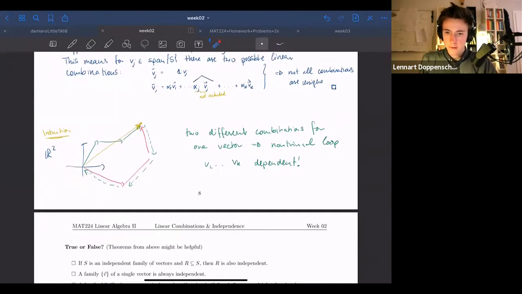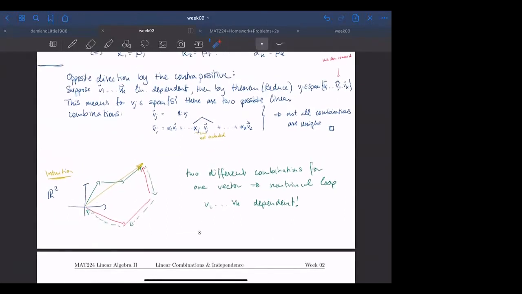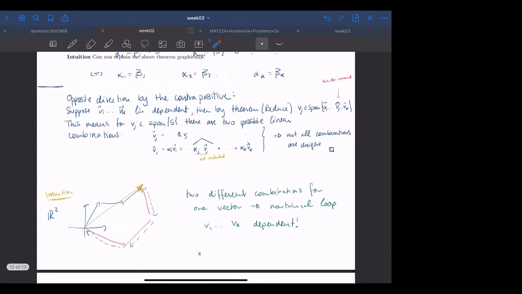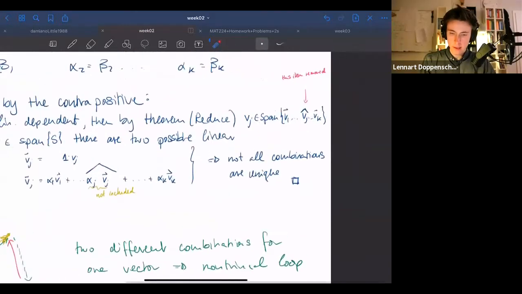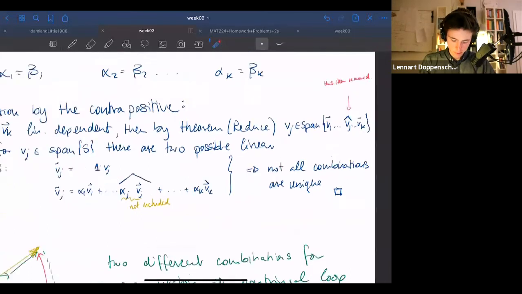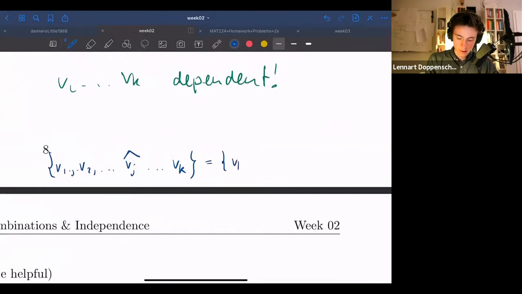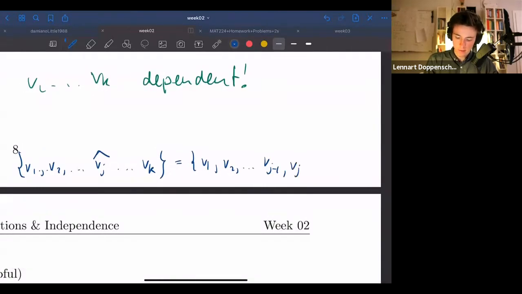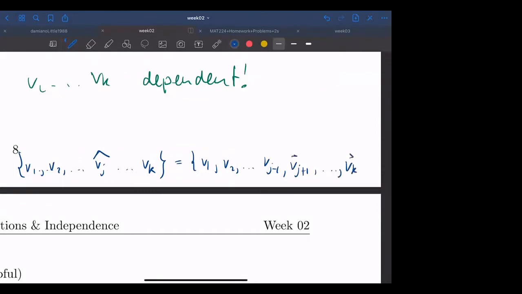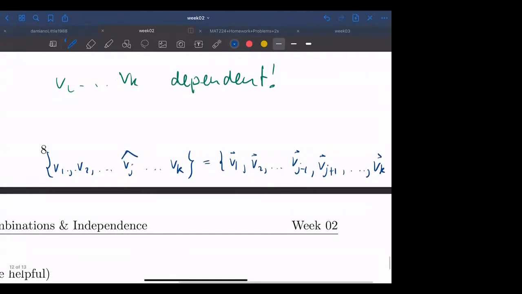Andrew, you have a question. I just needed a bit more clarification about the hat notation. If we mark a vector with a hat, does that mean it's already been removed from the set, or is it still in the set, but we're going to remove it later? Well, in this instance, it is removed. It doesn't appear. So let me write this down. If I have vectors v1, v2, vj removed, vk, this is the same thing as v1, v2, vj minus 1, vj doesn't appear, vj plus 1, vk. So vj is no longer an element of the set. Yes. Okay, thank you.